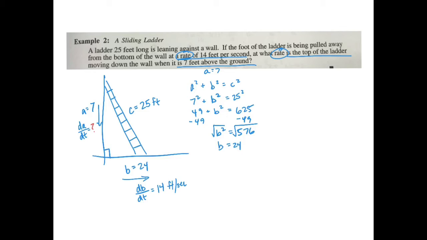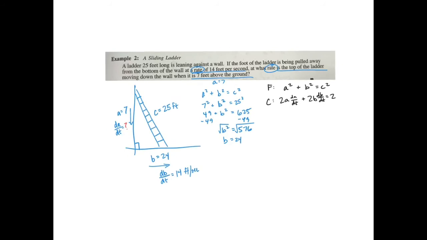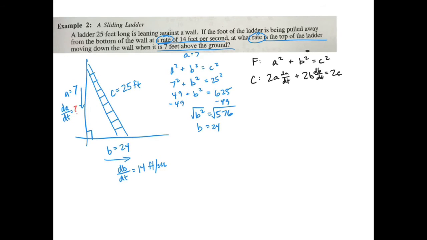I have all the information I need. Now I can find dA dt. So the way this works is I'm going to come up with a formula that relates all three of these sides together, and I've already done that. It's the Pythagorean theorem, right? After I have my formula, I'm going to run through the calculus because this thing is moving. And the derivative of a squared is 2a dA dt. The derivative of b squared is 2b dB dt. And the derivative of c squared is 2c dC dt.